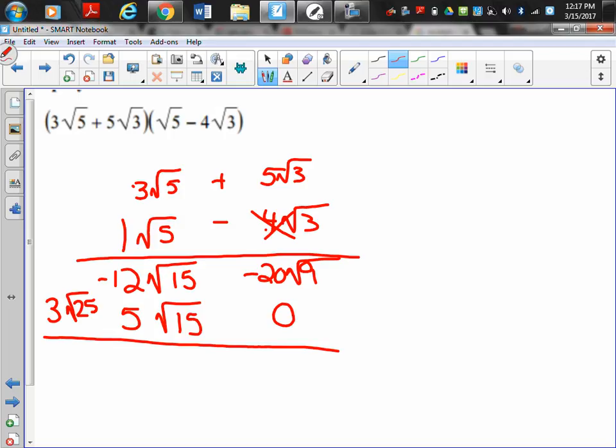Now, remember when we add, we're adding only the ones that are alike. So we're adding in our columns. So this is -20 square root of 9. -12 plus 5, -7 square root of 15. So that's just multiplying. Now we have to go back and simplify each piece.